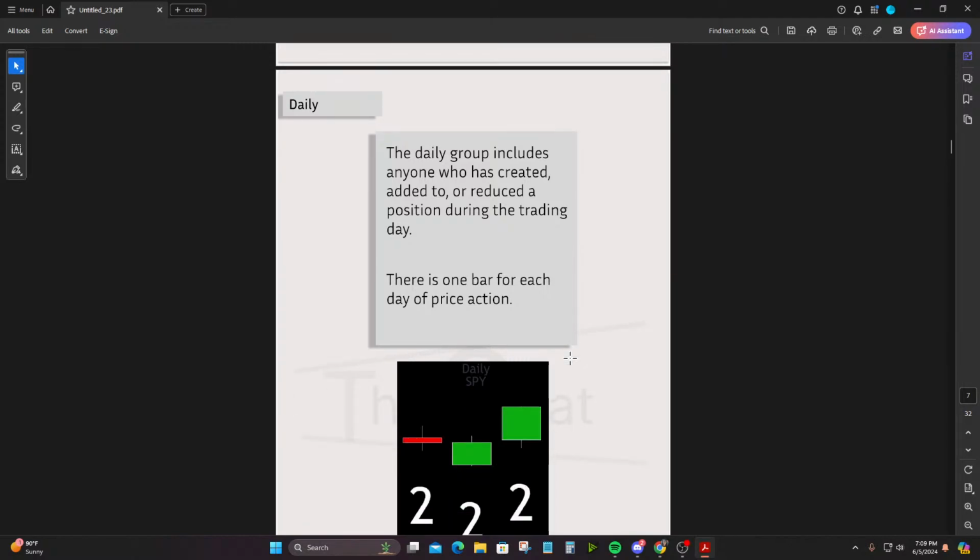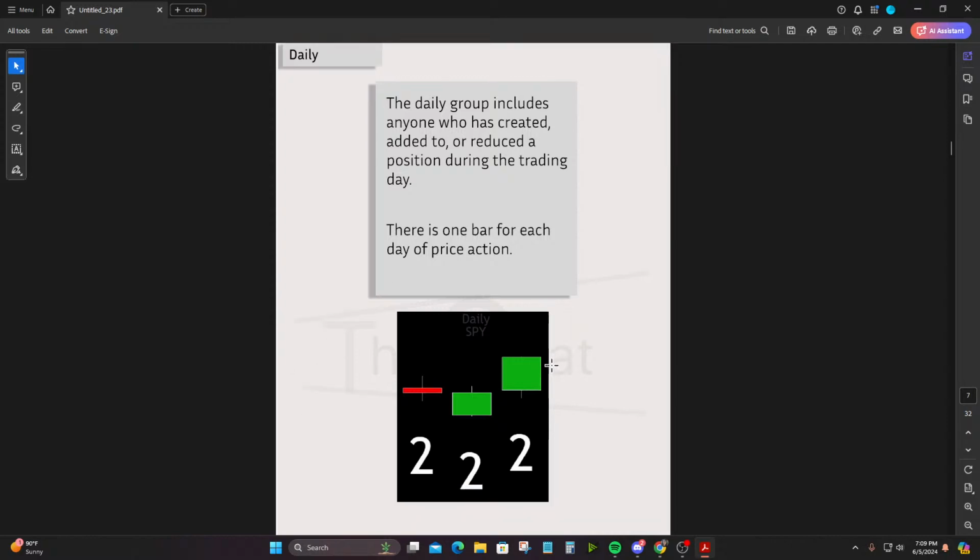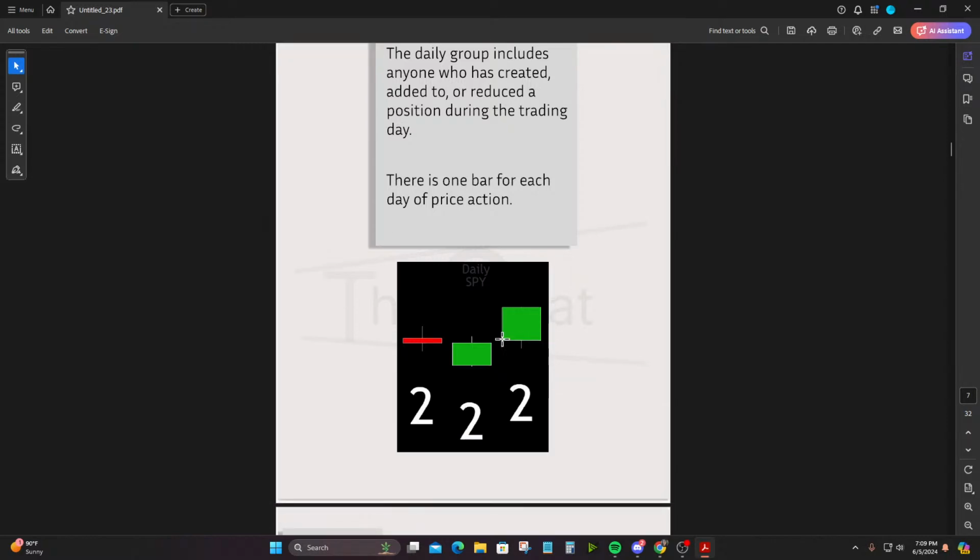Daily. The daily group includes anyone who has added to, created, or reduced a position during the trading day. There is one candlestick for each day of price action. So from the open, which we covered in the Japanese candlestick section, to the close, everything that was traded during that one day.